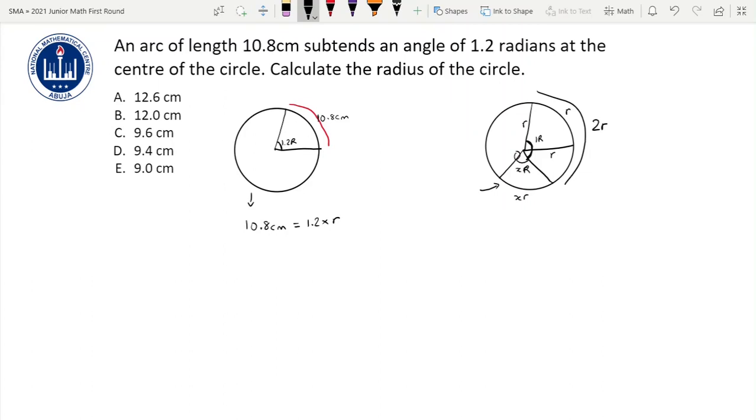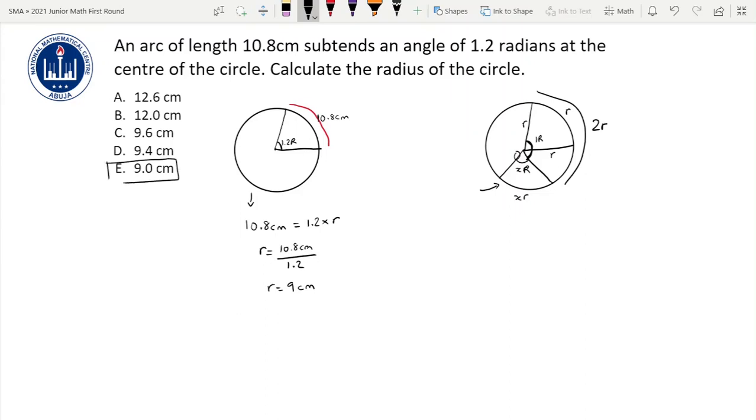Since we're looking for the radius, we just solve this equation. We'll divide both sides by 1.2, and we'll have that r equals 10.8 centimeters divided by 1.2, and 10.8 divided by 1.2 is 9. So we have that r is 9 centimeters. And option E here is the correct answer to this question.